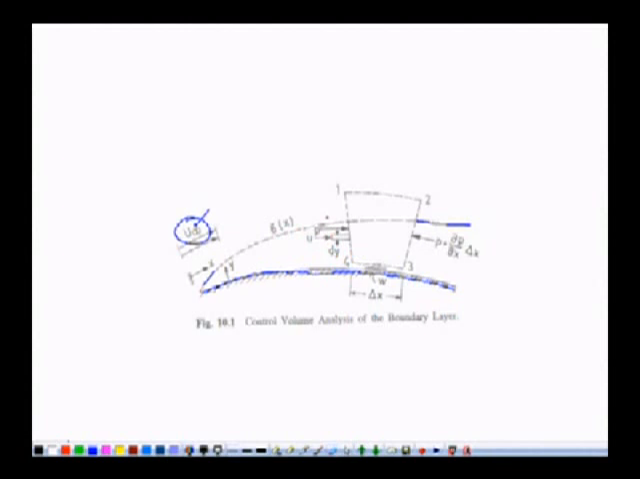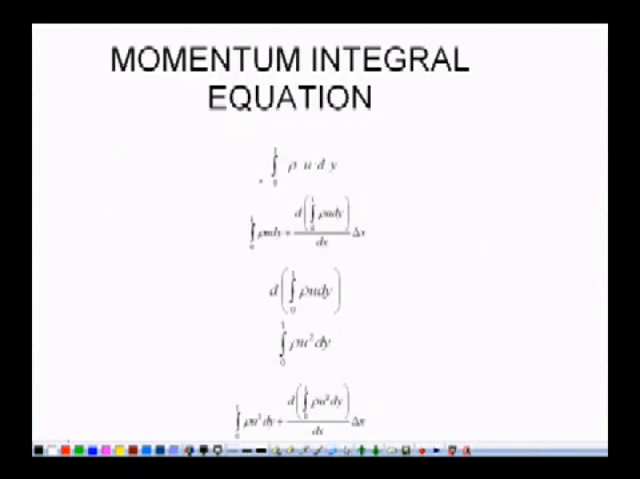So basically this is the concept given by von Karman, and von Karman did not use the NS equation, he used the concept of control volume for giving the answer what is the force offered by the plate on the fluid or by the fluid on the plate. So basically we can write the continuity equation and we can write the momentum equation. Here we have the continuity equation.